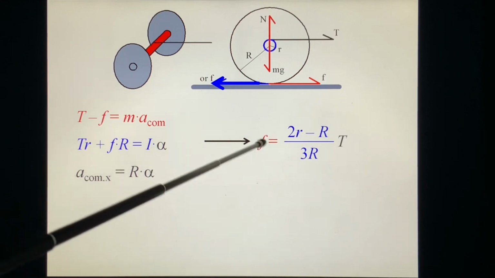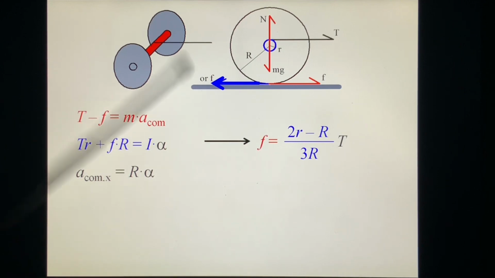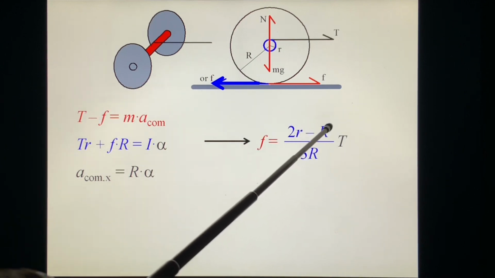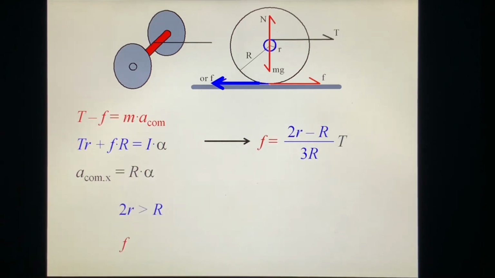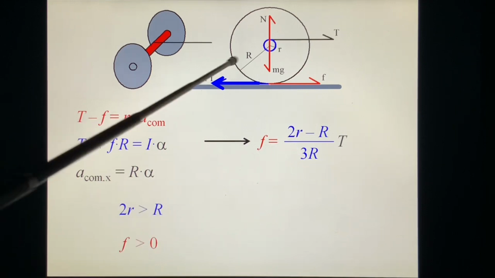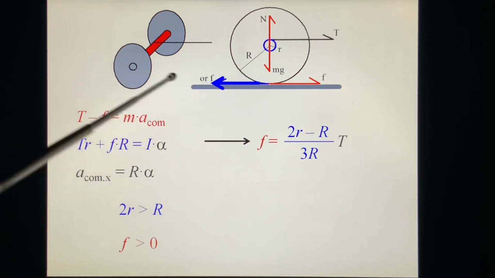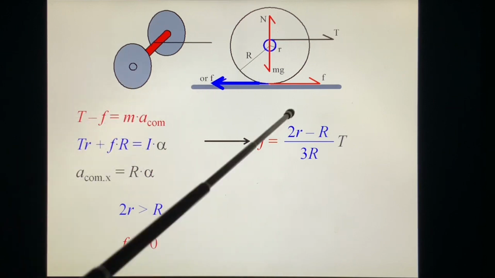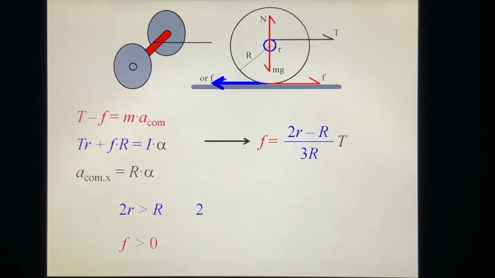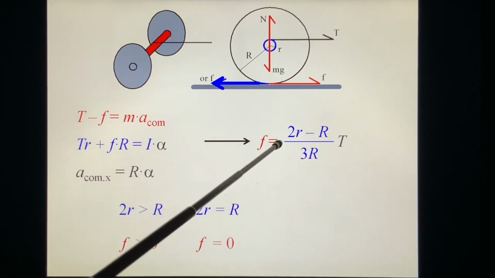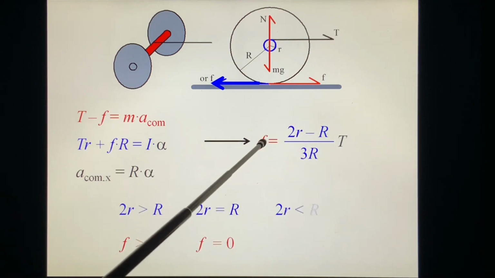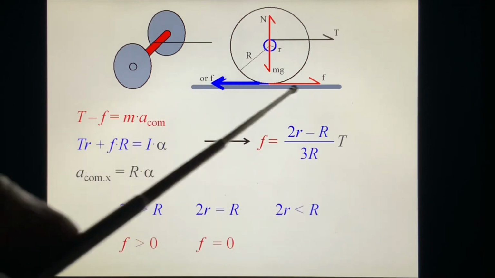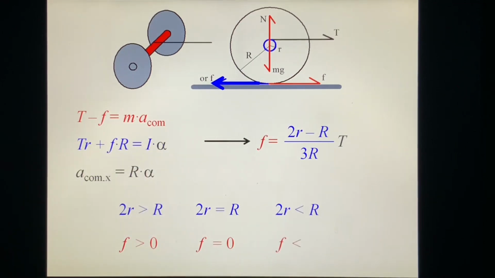Then we look at the friction F. If 2r is larger than big R, this is positive. So F is positive. What does this mean? F is in this direction, as I assumed, the positive direction. If 2r equals big R, then F equals 0. If 2r is smaller than big R, this is a negative number. F is negative. What does it mean? F is negative means the direction is opposite. So the direction depends.